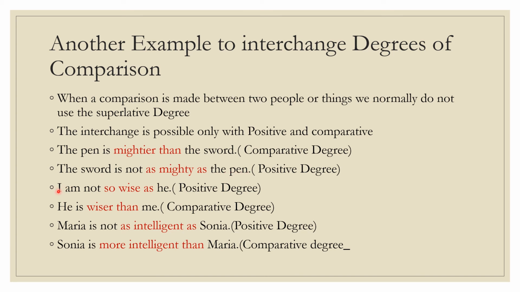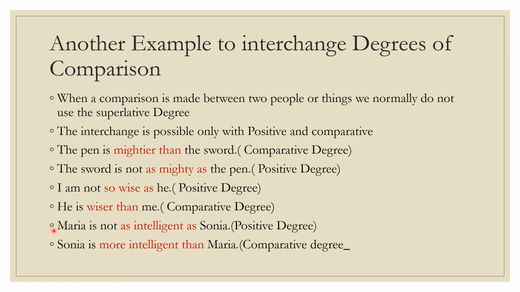The second sentence: I am not so wise as he. It's in the positive degree. Here also two people are compared. So wise as. In the comparative, he is wiser than me. We know in the comparative, -er than. So the sentence is: he is wiser than me. You could also write: he is wiser than I am.